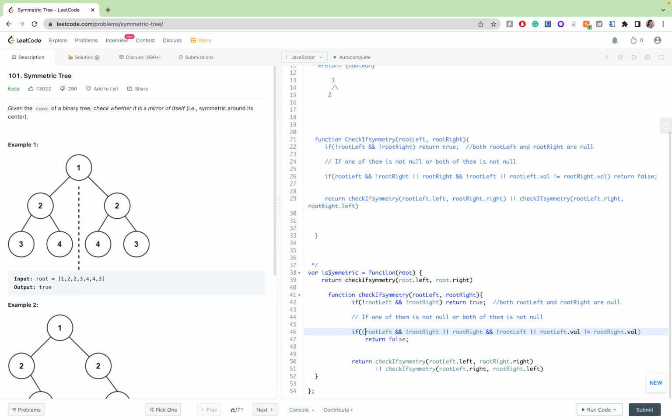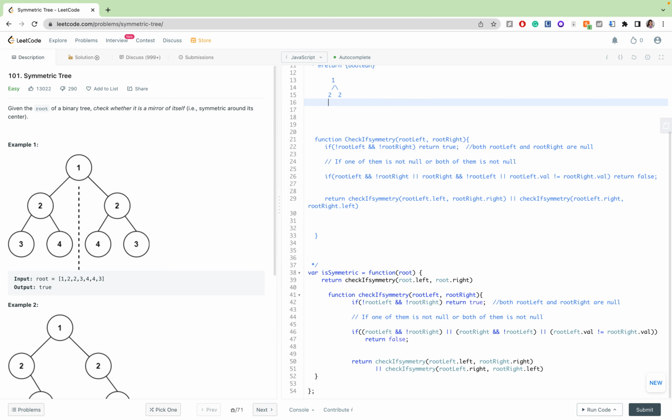if one is 2 and another one is null, then this case would return false immediately. Or in this case, there is right but there is no left, so this would return false immediately. And in this case, if both have values but the values are not equal, then it will return false immediately. Otherwise, if none of these cases is true, then it will now look at its children.